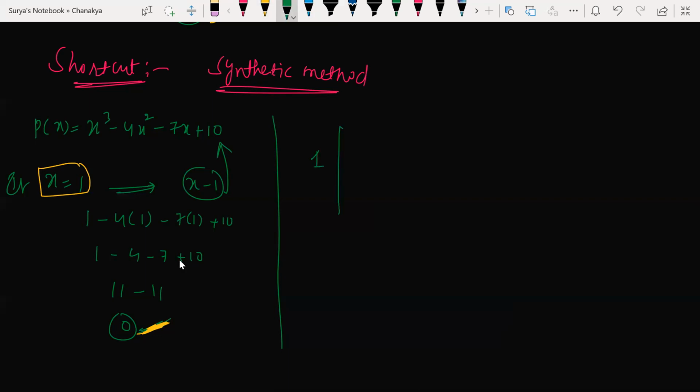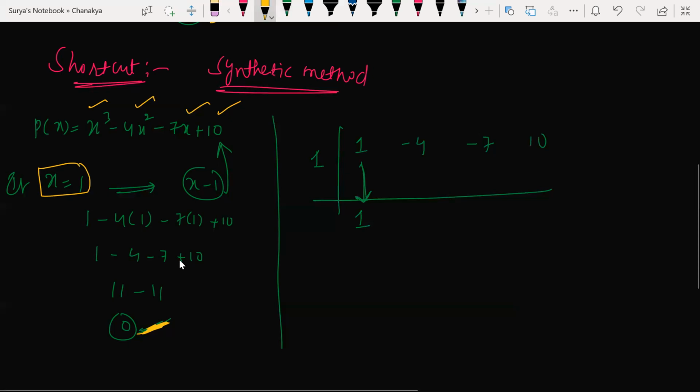Make a line like this. Write all the coefficients of x. The x cube coefficient is 1, the x square coefficient is minus 4, the x coefficient is minus 7, and the constant as it is. Put one more line like this. The first coefficient I bring down as it is, so I wrote 1 here.